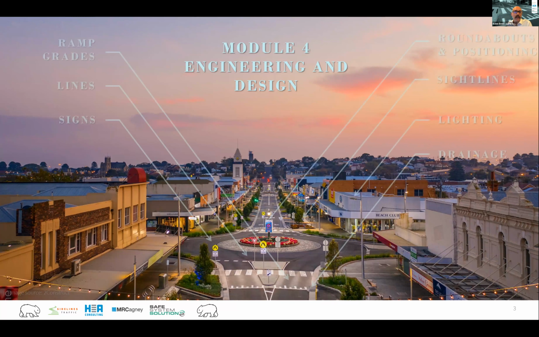So what I want to get through today, and you can see there's quite a bit to get through here. I want to talk about ramp grades. How steep are we making those ramp grades in different locations? The signs and lines we use on the approach and at the raised crossing points. I want to talk about roundabouts and the positioning of raised crossings around roundabouts. Prue touched on this a bit. I want to delve into it a little bit more. I'll spend a fair bit of time talking about sight lines on the approach to raised crossings, both wombat crossings and raised shared path crossings.